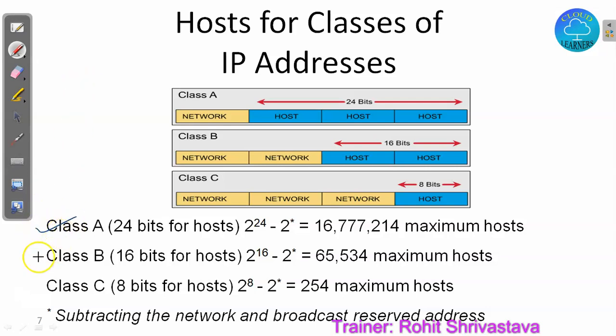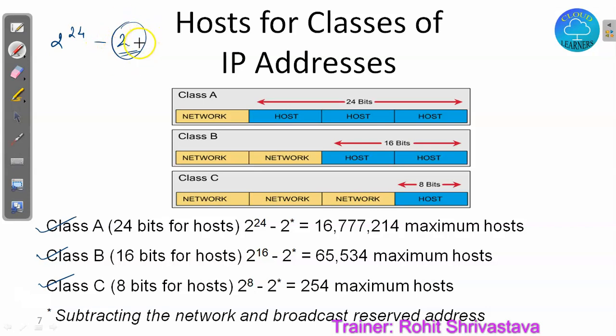We have class A, class B and class C. Here we have 24 bits for the host, 16 bits for the host, 8 bits for the host. So how many hosts can we create through it? We have 2 raised to the power 24. Now we have to subtract 2 IPs from it, because the first IP of any network is reserved as the network ID, and the last IP of any network is reserved for the broadcast IP.